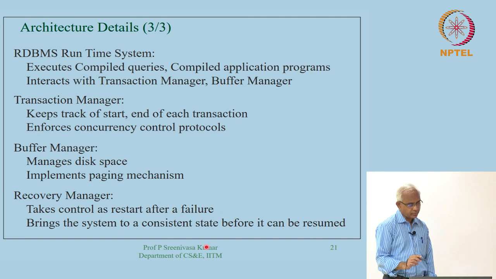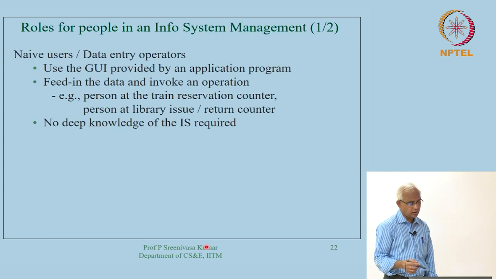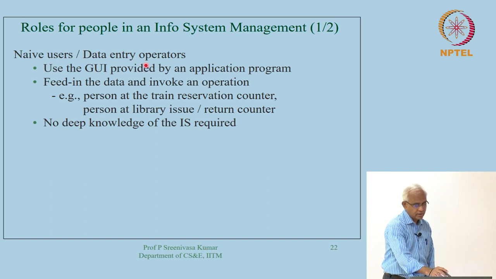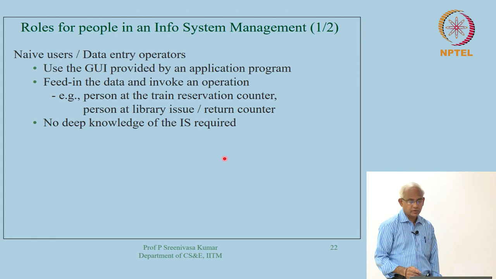Okay. Now, let us look briefly at the various people that are involved. What are the roles for people here? So, there are these naive users or data entry operators. They basically use the GUI provided by the application programs, feed in the data and invoke an operation. These are the people whom we encounter at the train reservation counters or the library issue and return counter, etcetera. They invoke the application programs. They do not need to have deep knowledge of the information system. They only have to know how to invoke these application programs.